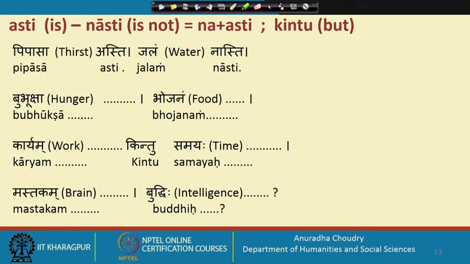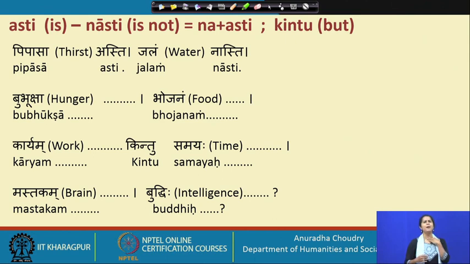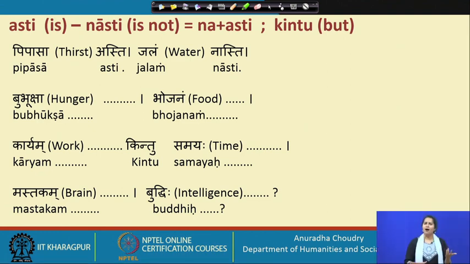So let's do a few exercises here. Pipasa asti, thirst. Pipasa asti, jalam nasti. Bubhuksha, hunger. Bubhuksha asti, bhojanam nasti. Now there is a certain relationship between these sentences that can be established by the word kintu. So in the next sentence on the screen we see karyam, work. Karyam asti kintu samayaha nasti. The next one, mastakam asti buddhihi.